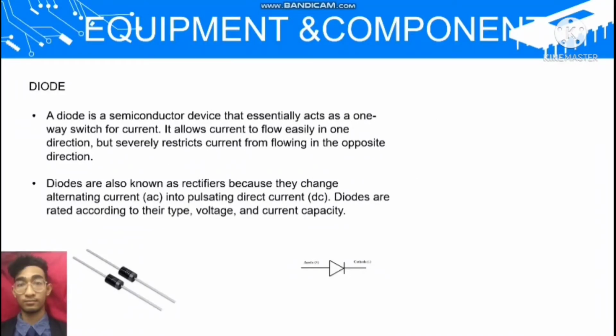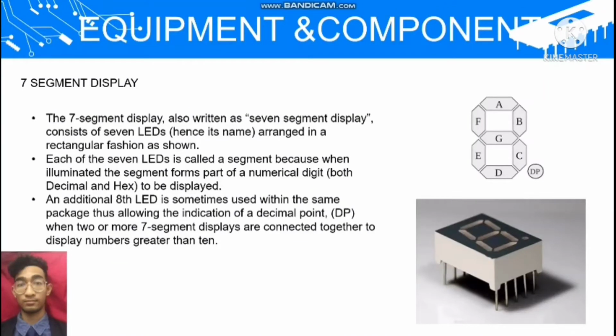Next is the diode. A diode is a semiconductor device that essentially acts as a one-way switch for current. Its function is to allow current to flow easily in one direction, but severely restrict current from flowing in the opposite direction. Next one is the 7-segment display. The 7-segment display consists of 7 LEDs arranged in a rectangular fashion as shown.